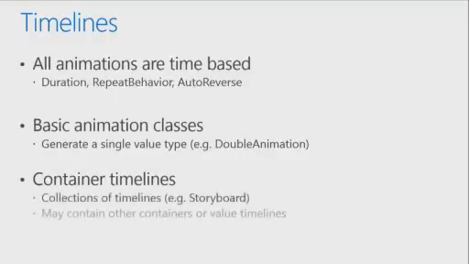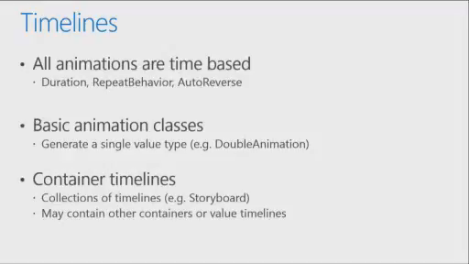In XAML, all of our animations are time-based. If you're familiar with certain frameworks, for example Flash, they use frame-based animations. So what that means is, if you're running in a system that can do 30 frames per second, an animation can take 2 seconds if you were going to try to run 60 frames.